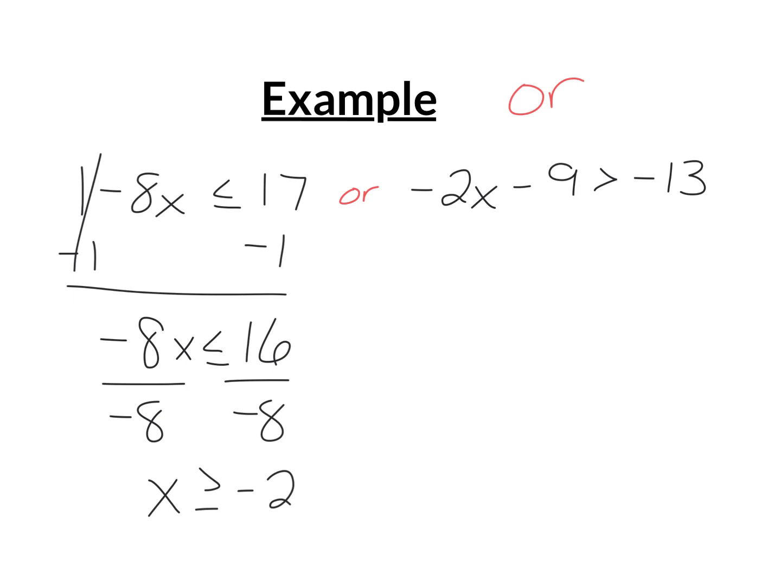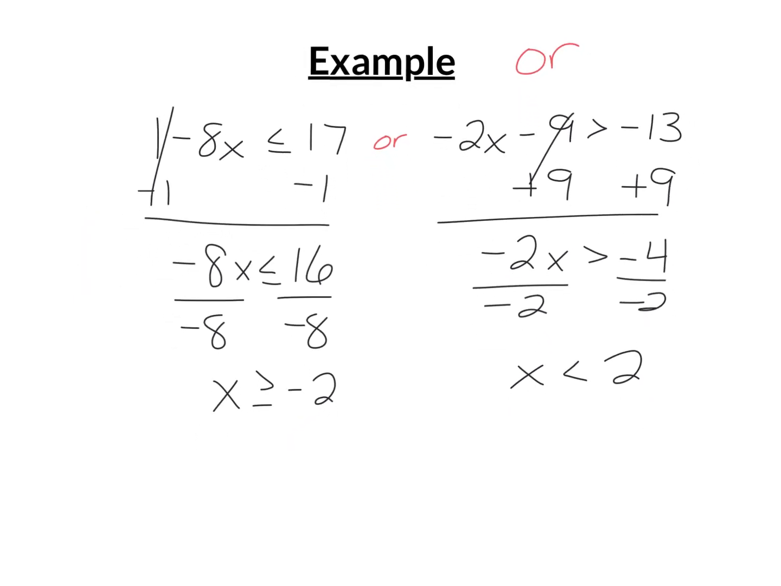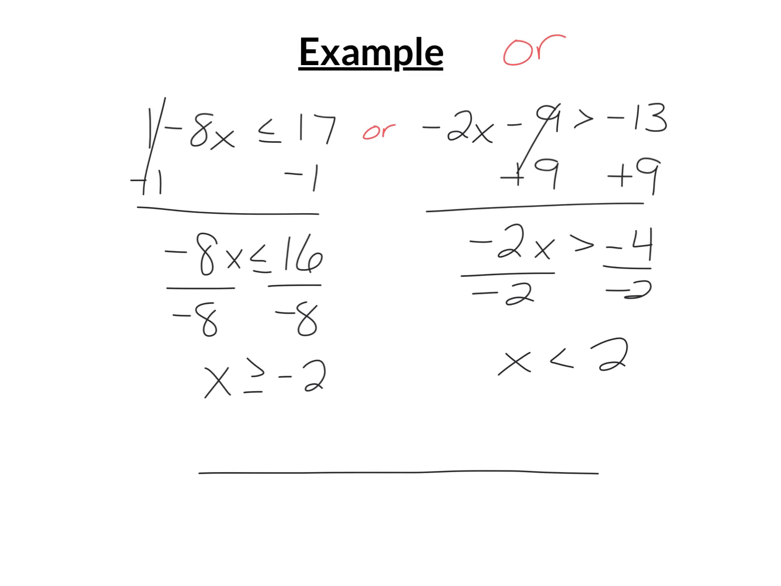What's first? Add 9. Because we have negative 2x is greater than negative 4. Last step. Divide by negative 2. We divide by a negative. What happens? Yep. Sign flip. So we have x is less than 2. Now it's or. We don't need to write it as a compound. Let's try and graph.